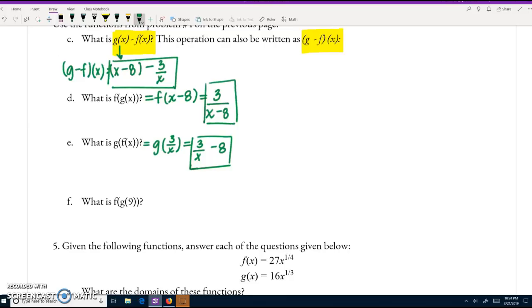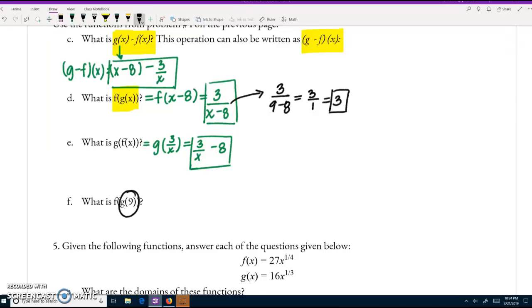So there are two ways I could go about solving for that. One thing that I could do is just find my f of g of x and plug 9 into that resultant operation. So what that means is I can just take this final result, plug 9 in, and I've got 3 over 9 minus 8, which is the same thing as 3 over 1, which is the same thing as 3. So that's one option I could use.